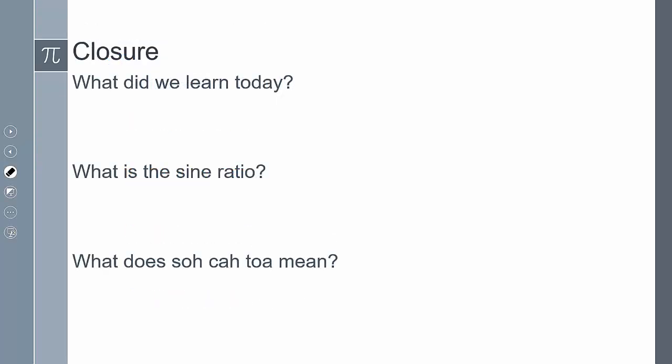So what did we learn today? We talked about 3 trigonometric ratios, sine, cosine, and tangent. The sine ratio is opposite to the hypotenuse, and SOHCAHTOA is a mnemonic referring to the 3 ratios that we need to remember. My sine ratio is opposite to the hypotenuse, my cosine ratio is adjacent to the hypotenuse, and my tangent ratio is opposite to the adjacent.